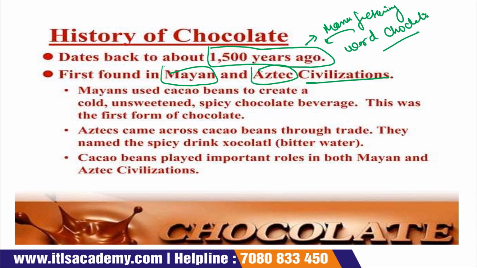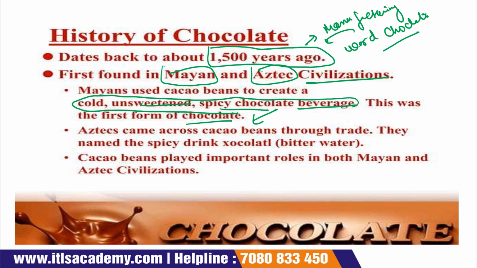Now what did the Mayans do? Mayans used these cocoa beans to create cold, unsweetened, spicy chocolate beverages. They were not able to prepare chocolate, so they prepared chocolate beverages, which were cold, unsweetened, and spicy. And this was the first form of chocolate. So the chocolate liquid was the first form of chocolate, prepared by the Mayans with the help of cocoa beans.